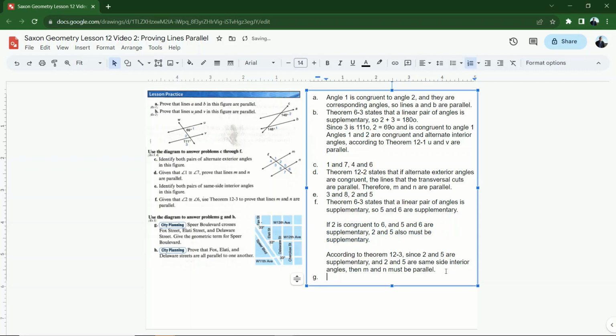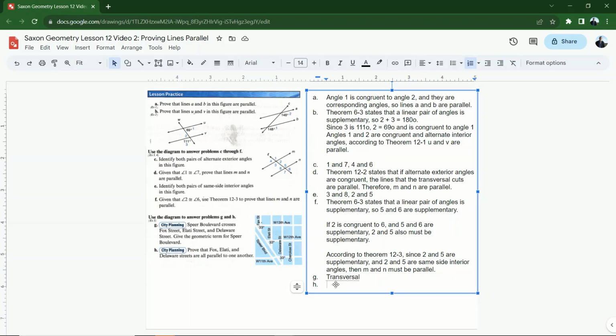Let's move on to letter G. Letter G, Spear Boulevard crosses Fox Street, Elati Street, and Delaware Street. Give the geometric term for Spear Boulevard. If it crosses Fox Street, Elati Street, and Delaware Street, I would call Spear Boulevard a transversal because it crosses other lines. Now remember, even if those three lines aren't parallel, it doesn't really matter because a transversal just crosses two lines, not necessarily two parallel lines.